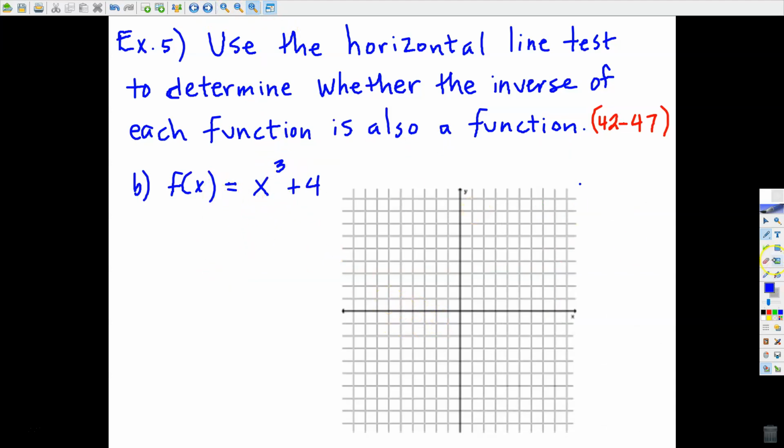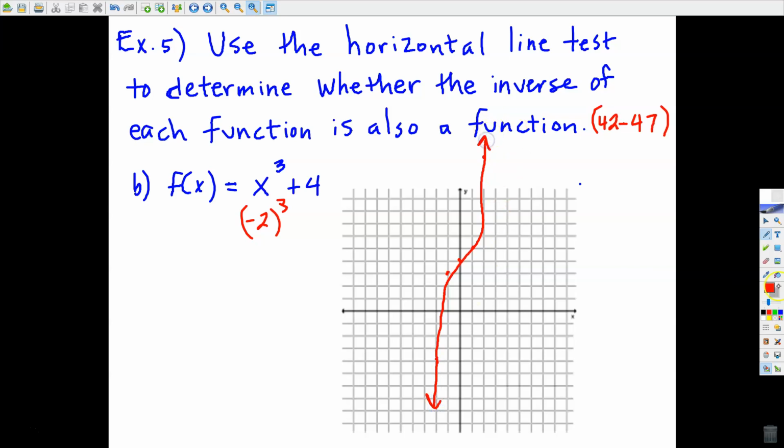This is the cubic function. So let's just get some points. If I input 0, I get 4. If I input 1, I get 5. And if I input negative 1, I get negative 3. We'll go a little further. If I input 2, 2 cubed is 8, plus 4 is 12. And if I input negative 2, negative 2 cubed is negative 8, plus 4 is negative 4. So this graph is going to look something like this.